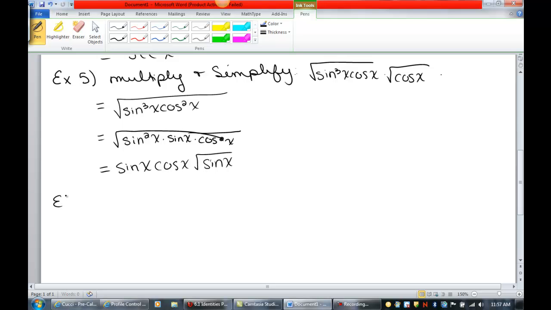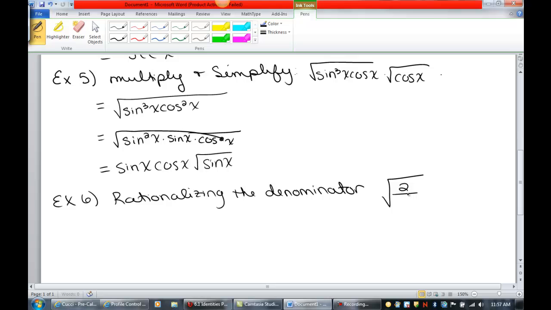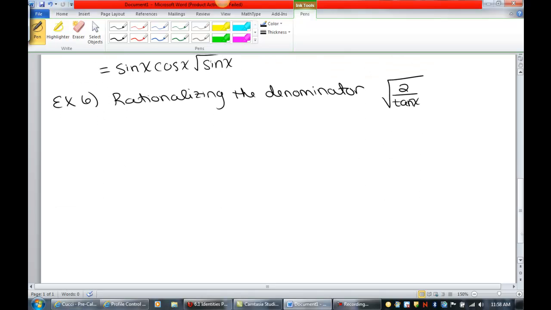All right, so let's look at example 6. And this is going to be rationalizing the denominator. Okay. And it's going to be radical 2 over tangent x. All right, so when we're rationalizing the denominator, we know that we need to multiply the denominator of the fraction by something that turns it into a perfect square.